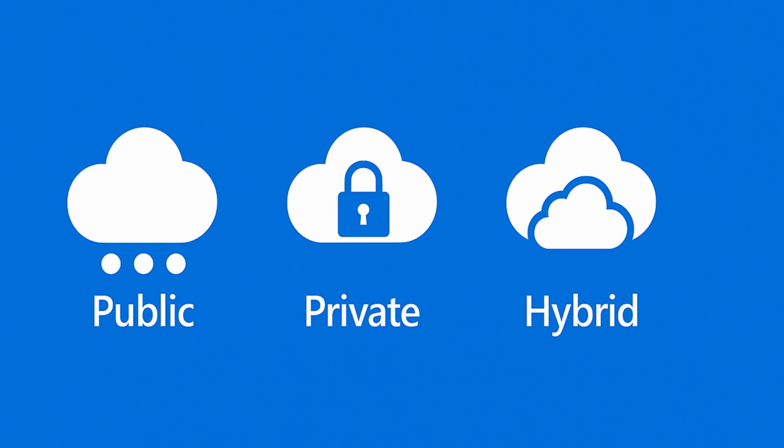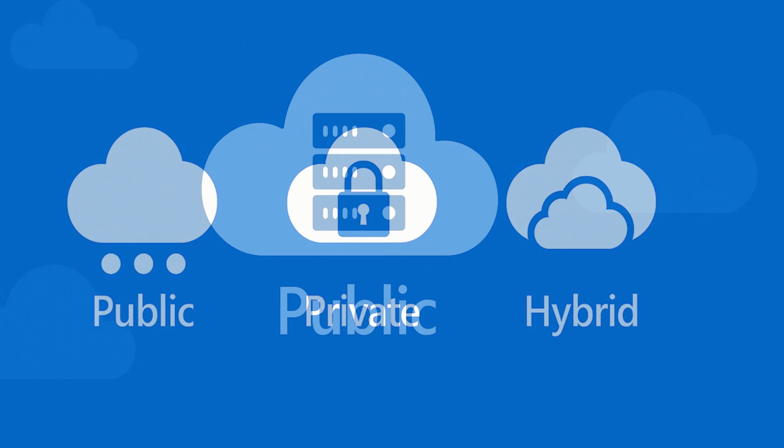Let's start by defining what a cloud deployment model actually means. A deployment model describes where your infrastructure runs, who owns it, and how it's actually managed. Each model has its own pros, cons, and ideal use cases, which we will be covering.